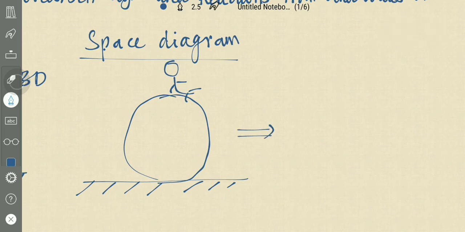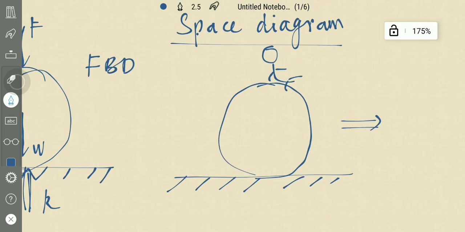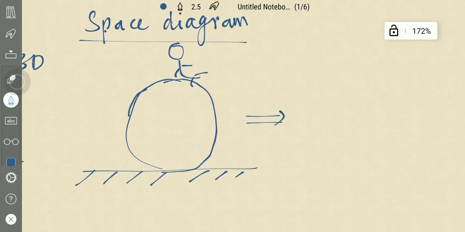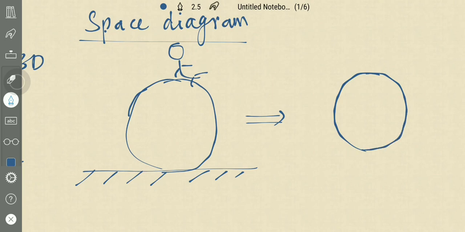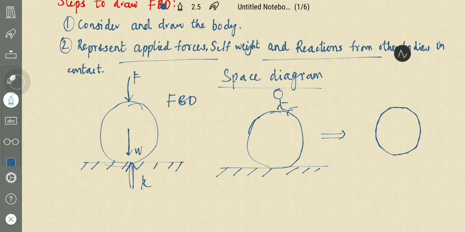Step 1 to draw a free body diagram is to consider and draw the body. Let us consider this rock as the body. This rock is the body, and represent applied forces, self weight and reactions from other bodies in contact.